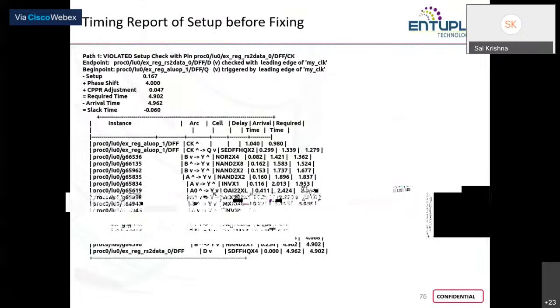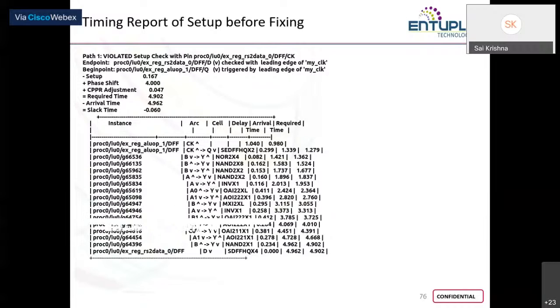So this is the timing report of setup before fixing. Here you can see that the slack time is minus 0.06 nanoseconds.